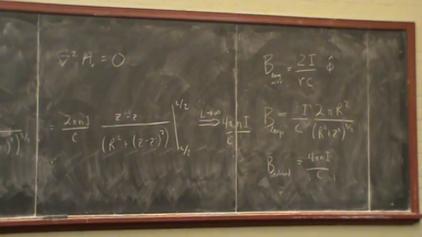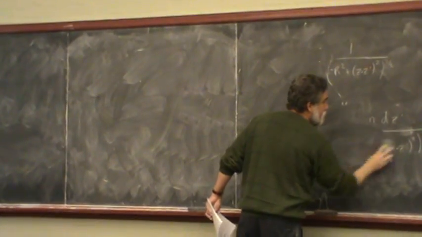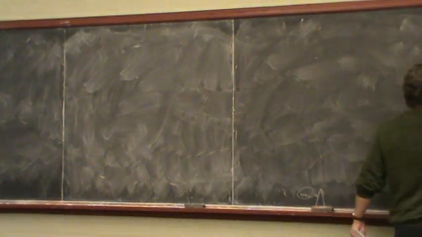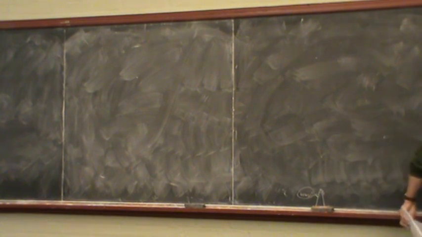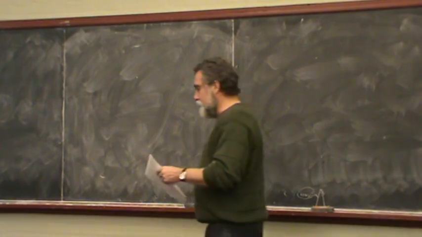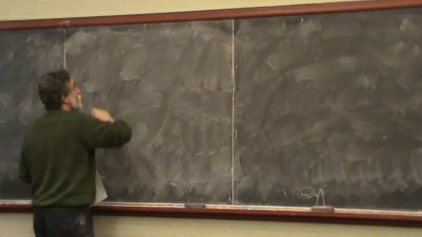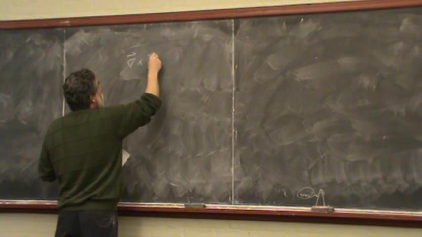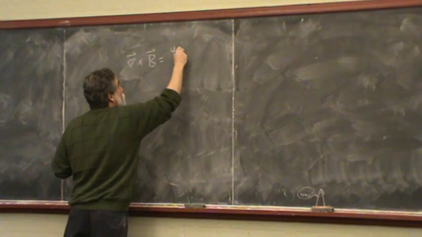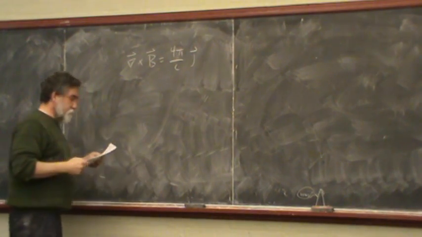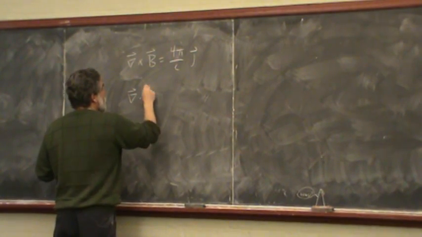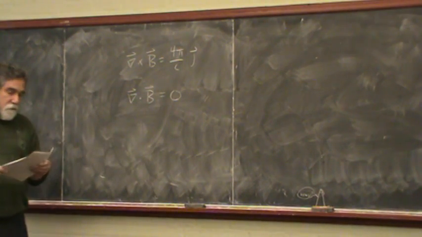Now I'm going to take a brief vector calculus interlude, and we're going to come up with another way to calculate that magnetic field. So here's what we know from our relativity interlude: that the curl of the magnetic field is 4 pi over c j, and we also know that the divergence of the magnetic field is equal to 0.